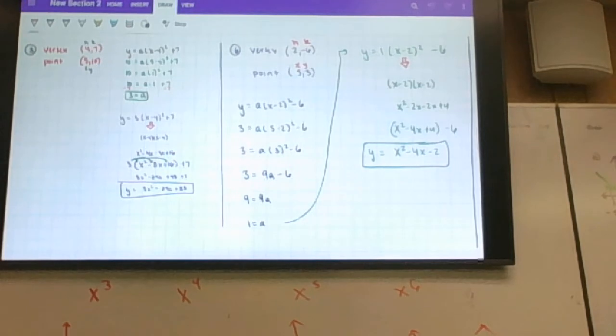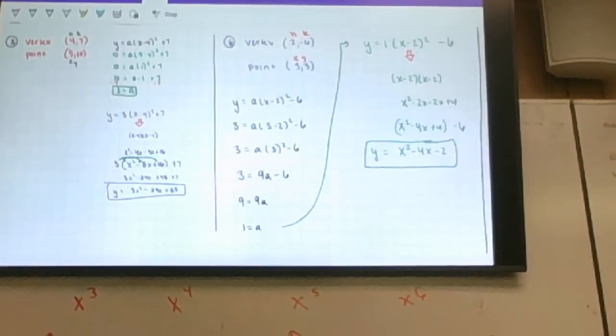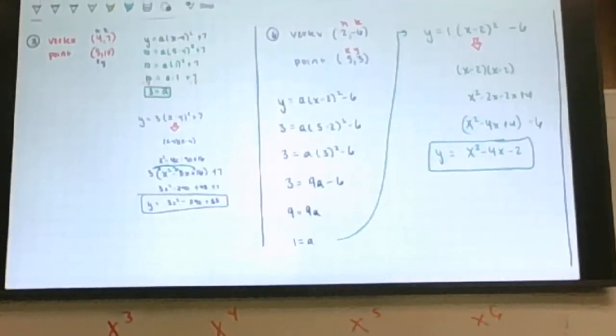So try to go through each number and say, okay, where did I go wrong? If your answer's not totally right, find your mistake. If you can't, I'll go through. I love finding mistakes. I like to go through that work like a little math detective.